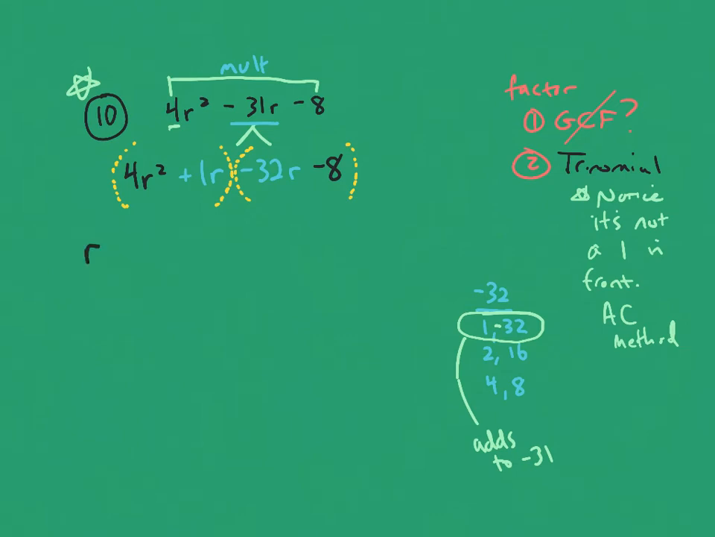You can take r out of both of those first ones. If you take r out of 4r squared, you've got 4 and then just 1r. And if you take r out of 1r, you're left with just 1. And then on the second one, we're going to take out negative 8. Again, like I said, 8 is a factor of both of those, and you're taking out a negative. Negative 32 divided by negative 8 is 4, and we had that r that we didn't take out. And then negative 8 divided by negative 8 is positive 1.